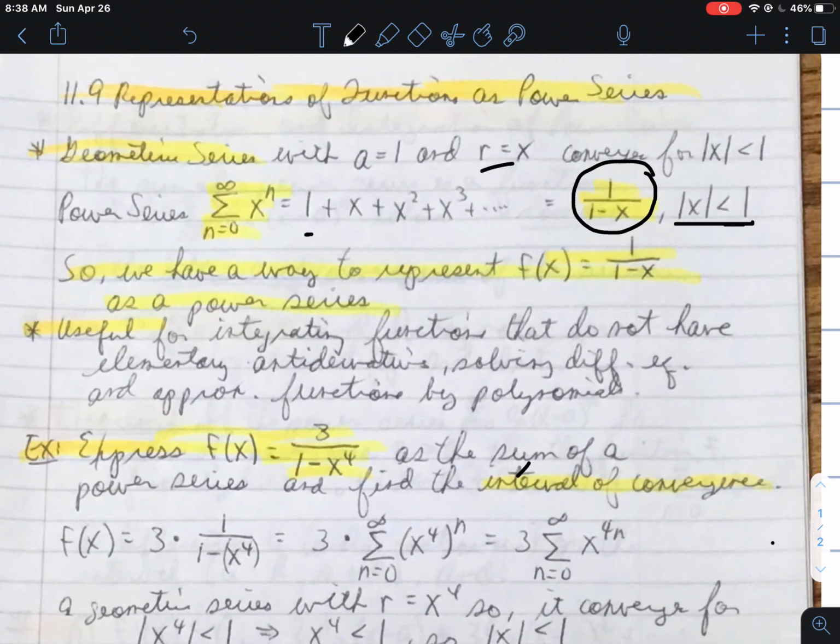Okay, so then we have a way of representing this function. We'll just put this in function form. Call it f of x equals 1 over 1 minus x, as a power series, the sum as n goes from 0 to infinity of x to the n.